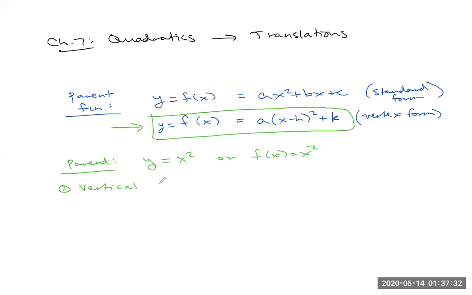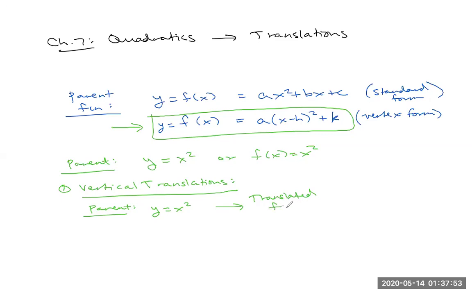Vertical translations. Okay, so if my parent is y equals x squared, and then my translated function, and actually let me use function form just so I can keep saying function, all right? Remember, your f of x value is actually equal to y. Okay. So my translated function g of x, let's cover a few things.